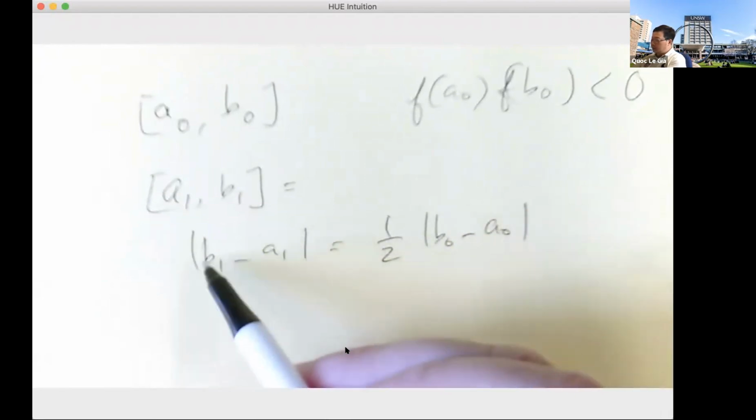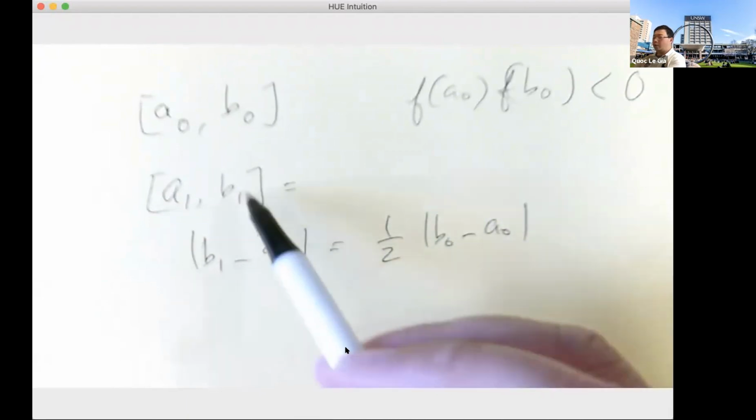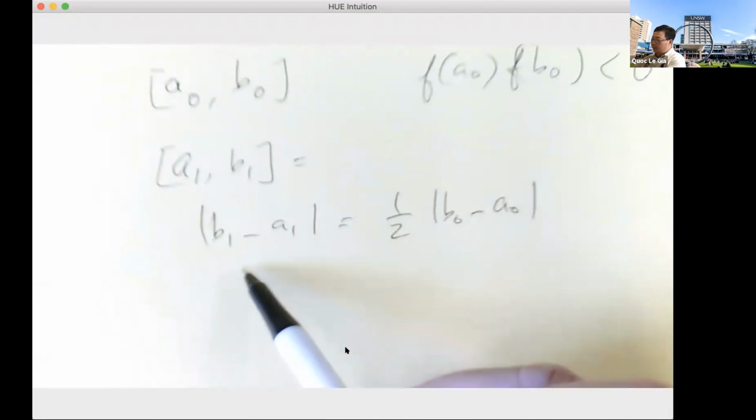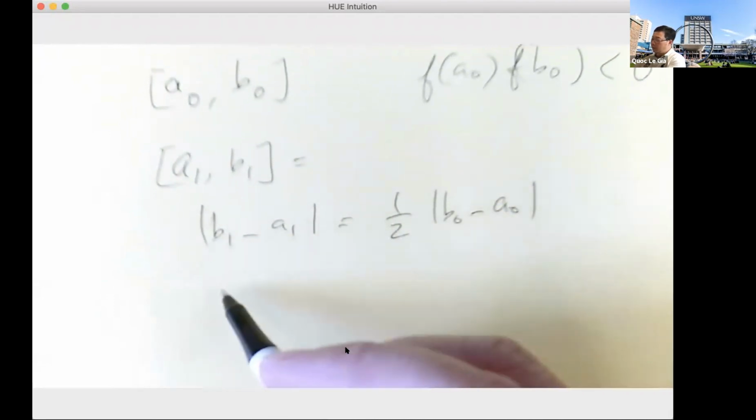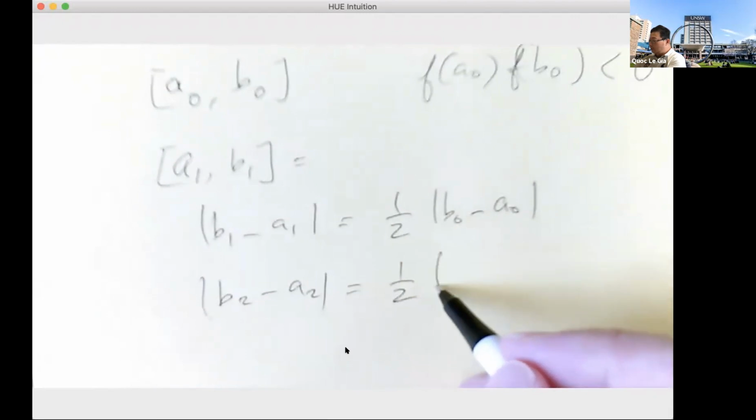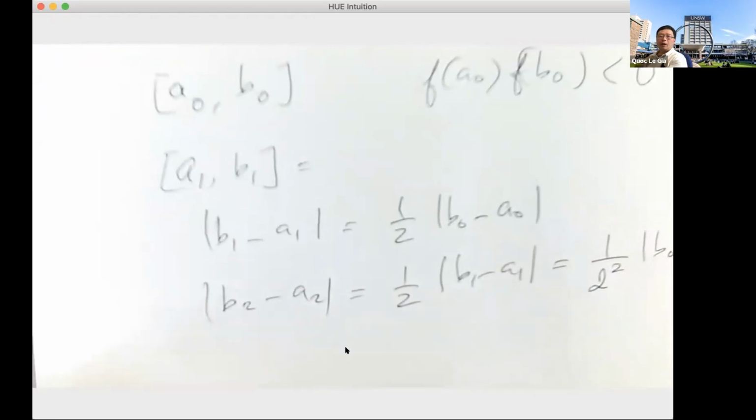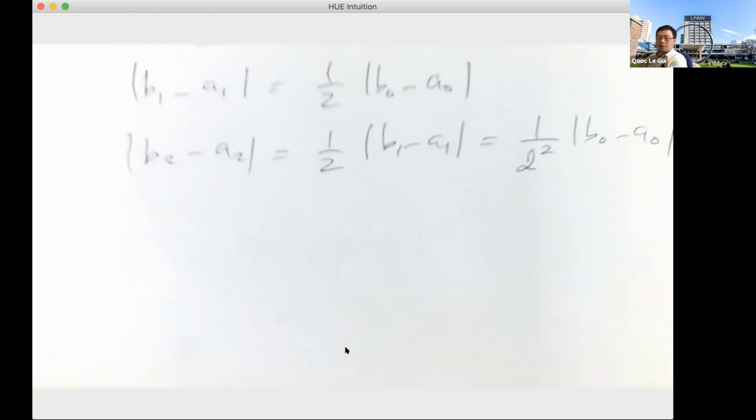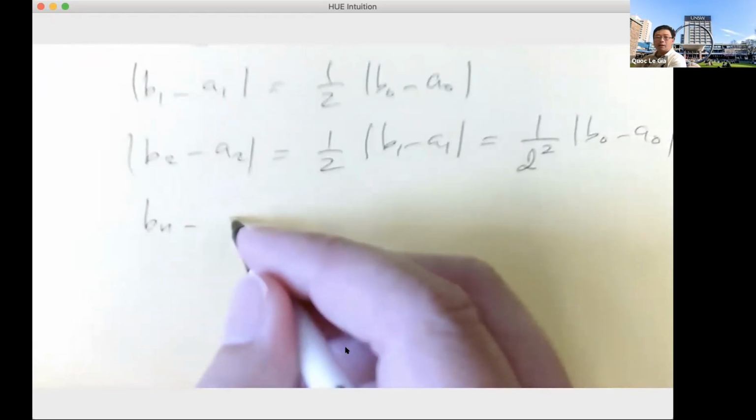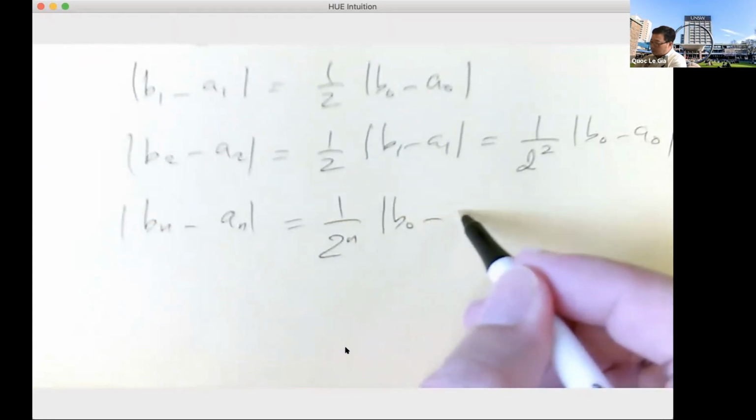So it could be the left half or the right half of the original intervals. But the effect is to reduce the width by 1/2. And then you have B2 minus A2 is 1/2 of B1 minus A1. And so this one is 1/4 of B0 minus A0, right? And so on. So in general, you have Bn minus An, which is 1/2 to the n times B0 minus A0.